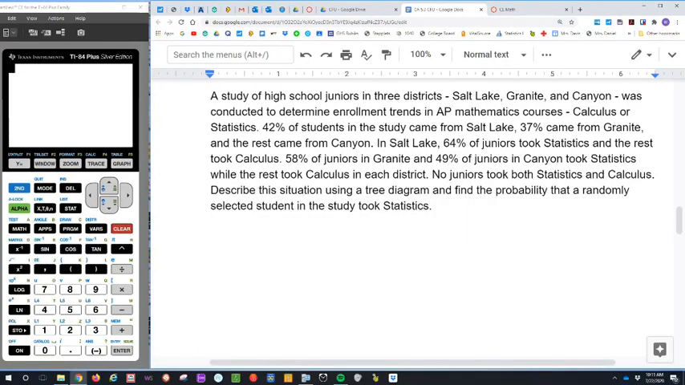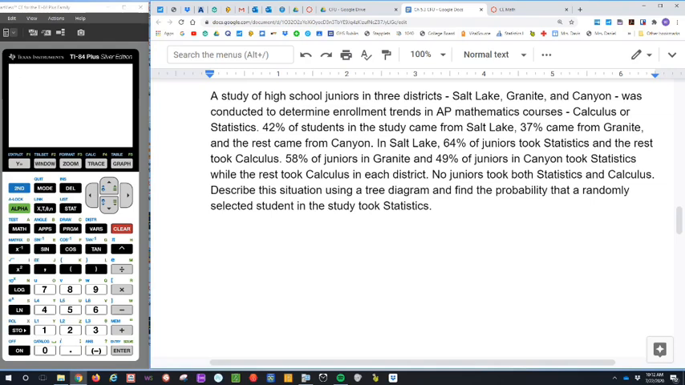Okay, this is chapter 5.3, concept 2 on tree diagrams and conditional probability. So the question goes like this. A study of high school juniors in 3 districts, Salt Lake, Granite, and Canyon, was conducted to determine enrollment trends in AP classes, AP Calculus or AP Statistics.